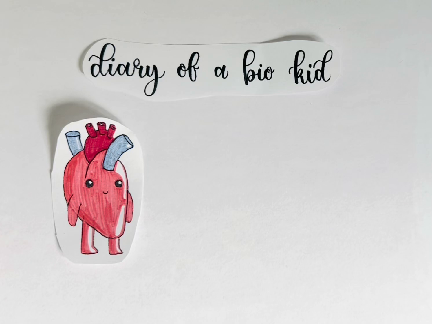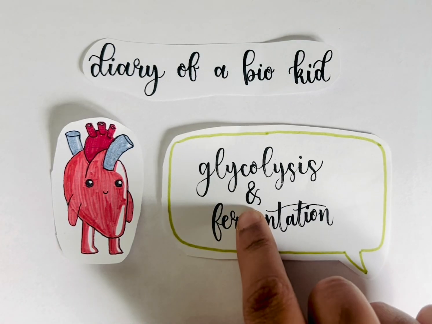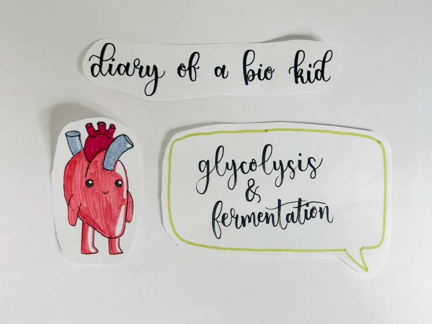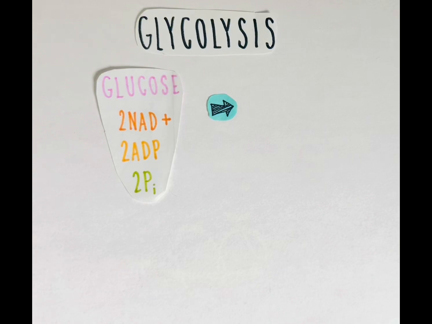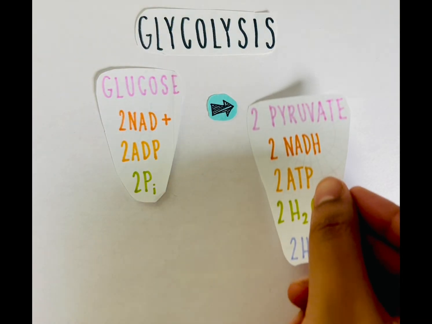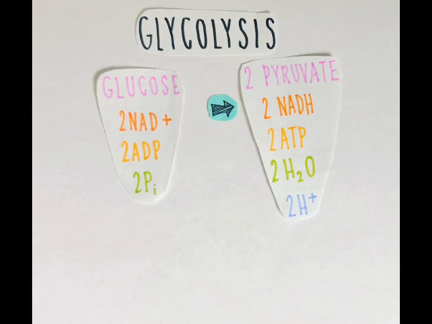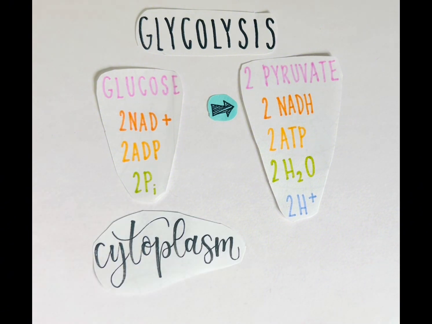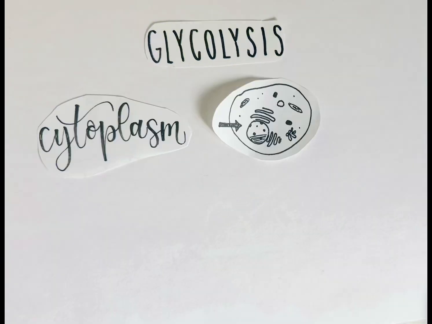Welcome to my diary. Today we are going to be discussing glycolysis and fermentation. In glycolysis, glucose, NAD+, and ADP are converted into pyruvate, NADH, and ATP. It's also important to note that this takes place in the cytoplasm of the cell.